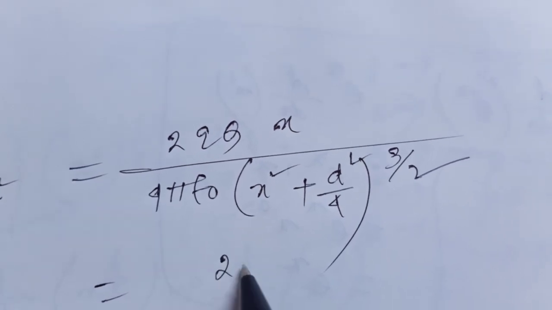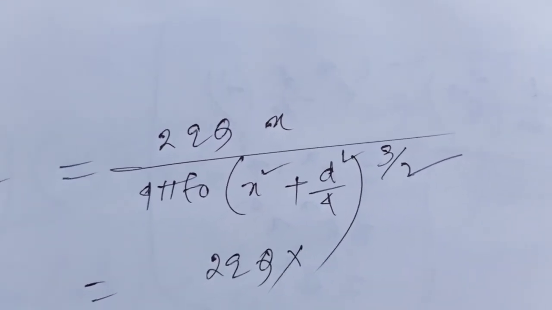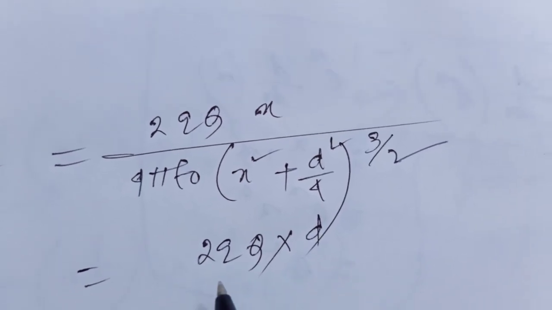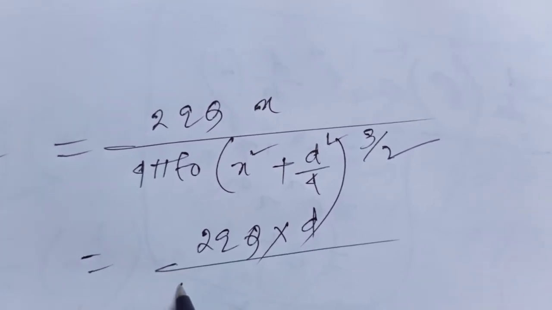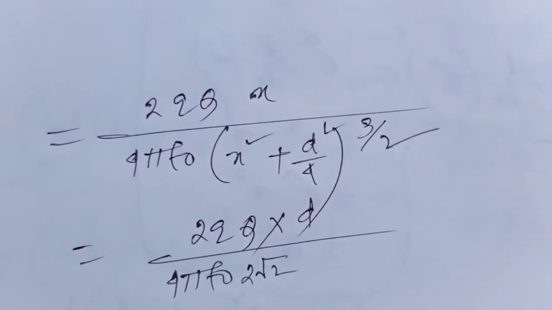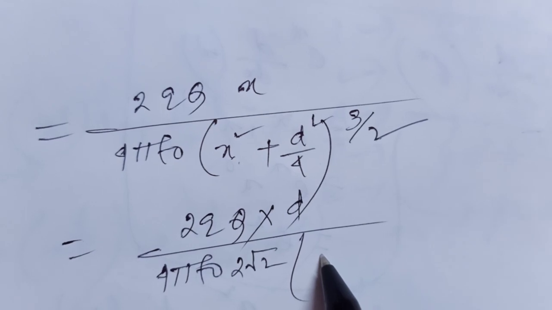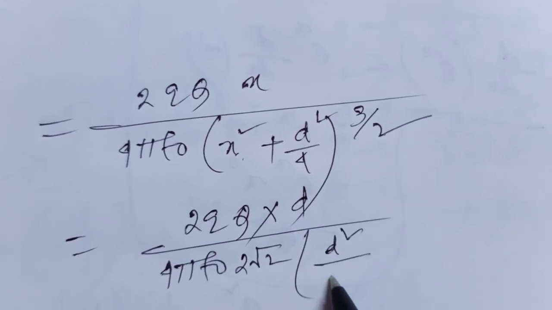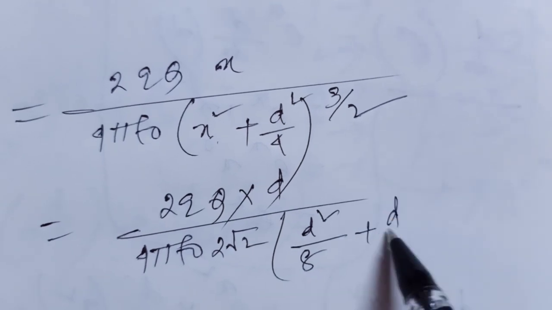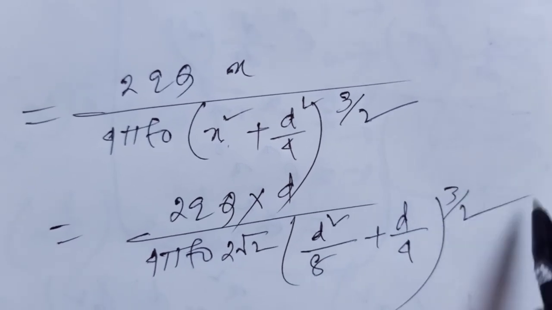So 2 small q capital Q into d by 2 root 2, in place of x you have to write d by 2 root 2. So this is d by 4 pi epsilon naught and, for the denominator, x square means d square by 8, plus d square by 4, whole to the power 3 by 2.